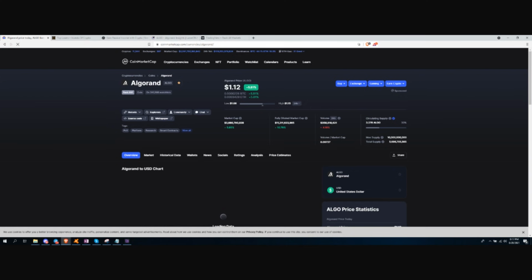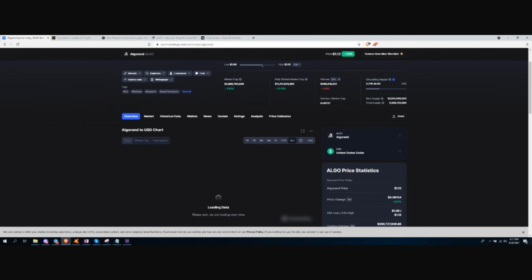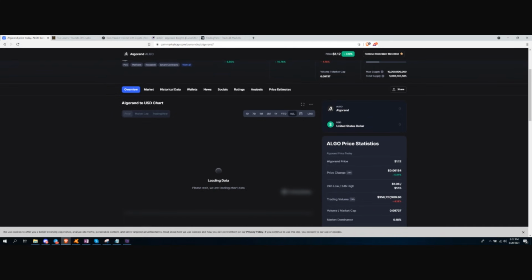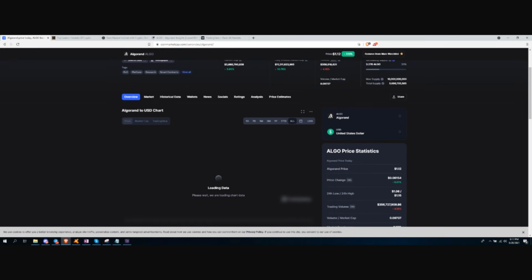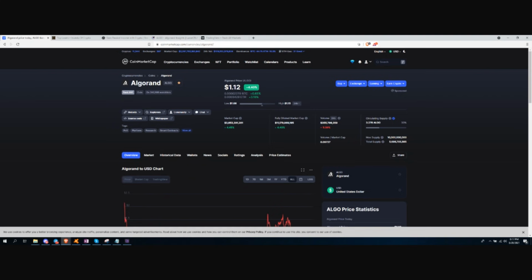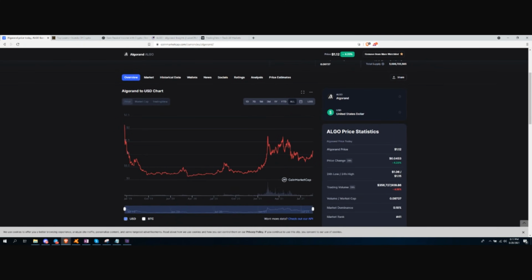All right, please forgive me. Like I said in the previous video, my internet is pretty slow today. Not sure what is going on with it, but it's trying to load up the data. But while it's loading up, we see the current price is $1.12, and right now, if I need to look at this coin, I'll look over the past 7 days.